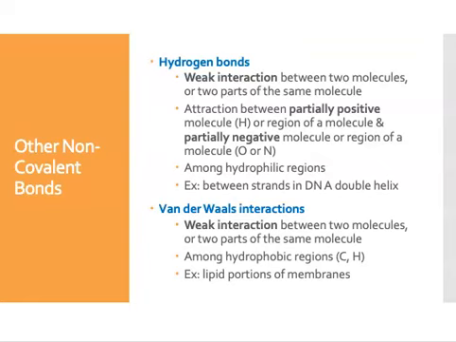Now, ionic bonds are non-covalent. They are not covalent type. There are a couple of other non-covalent bonds that we need to know about as we learn about anatomy and physiology. The first type is known as a hydrogen bond, and the second type is known as van der Waals interactions. Both of these are weak interactions between atoms.